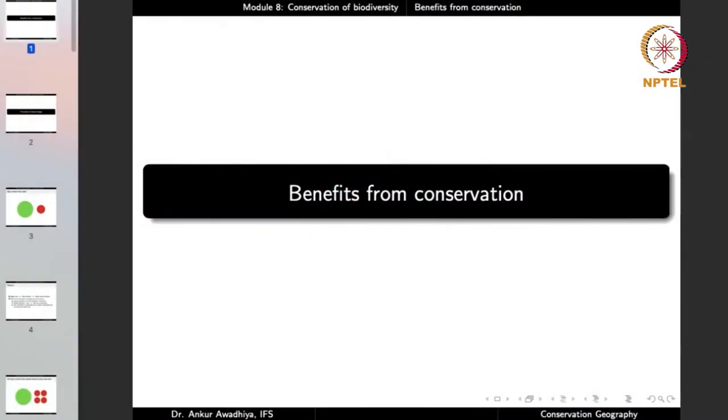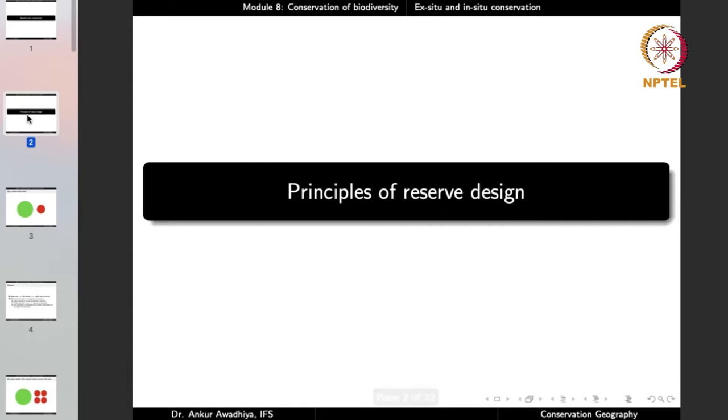Namaste. We carry forward our discussion on the conservation of biodiversity, and in this lecture we shall explore the benefits from conservation. But before, let us look at the principles of reserve design that was left over from the last lecture. Now, when we are designing a reserve, there are certain principles to be kept in mind, and these principles exist for us to have the maximum bang for the buck.